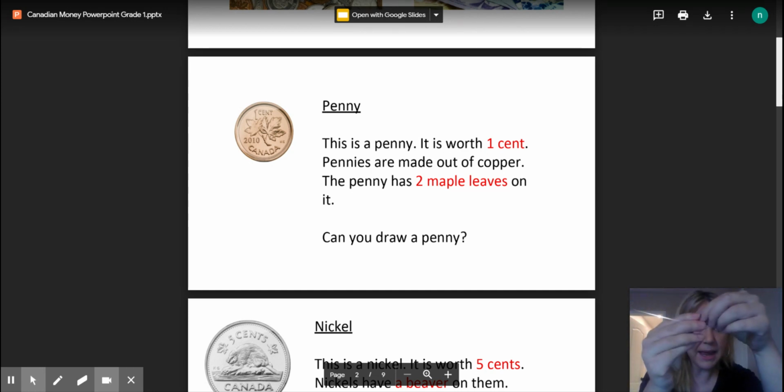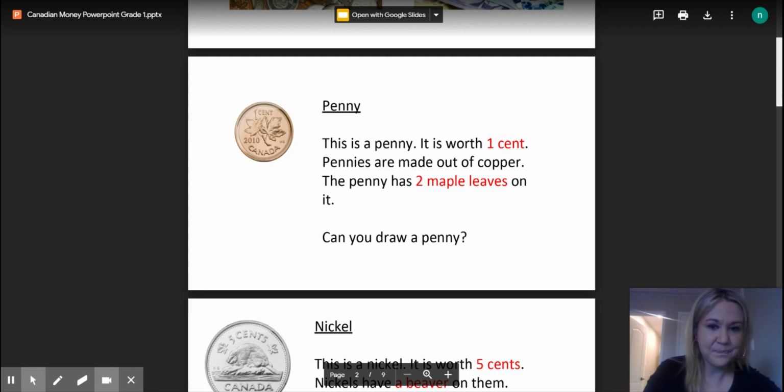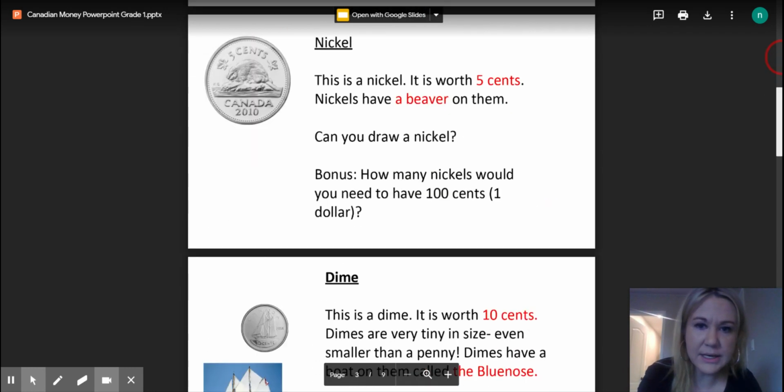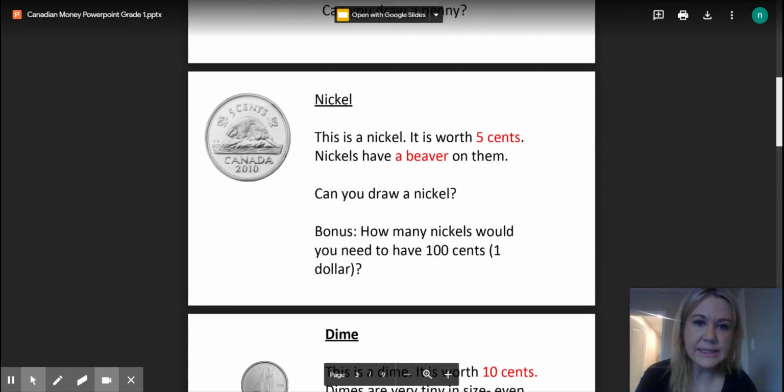Okay, but if you were to count pennies, you would count by ones. 1 cent, 2 cents, 3 cents, 4 cents, 5 cents. Okay. The next coin we're going to talk about is the nickel. This is the nickel. It's worth 5 cents. And nickels have a beaver on them.